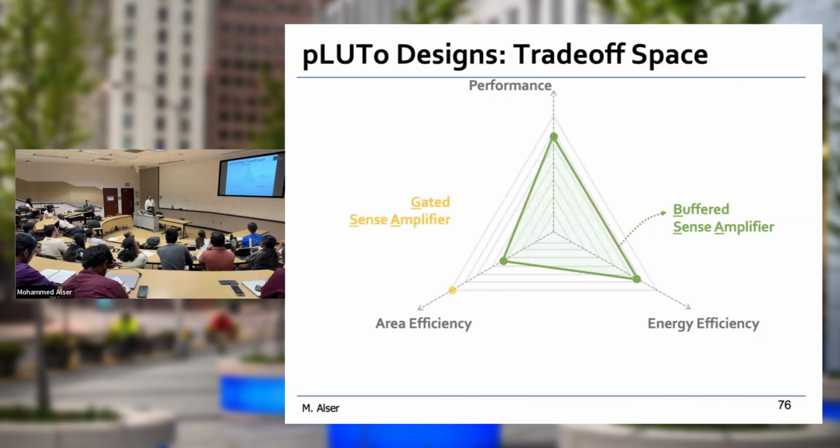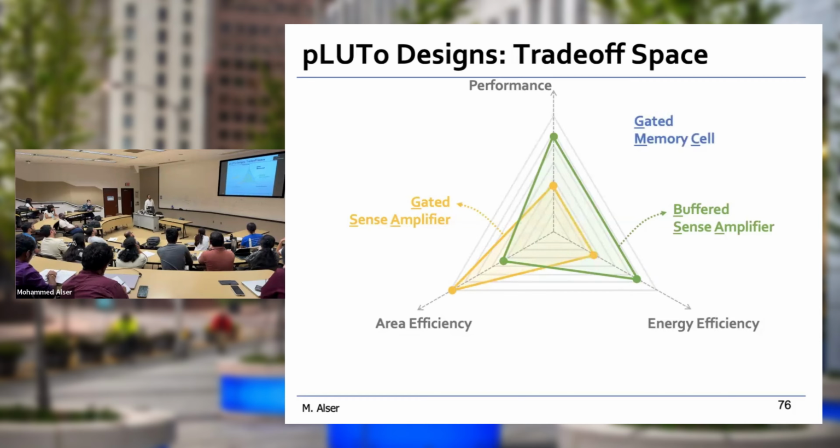Now, if you look at the second one, it's good in area because it's just a transistor next to the sense amplifier, and that's it. But in terms of performance, it's very bad because we need to load the lookup table all the time. And in terms of energy, it's not efficient because loading the lookup table will take a lot of energy to send that data again to the DRAM.